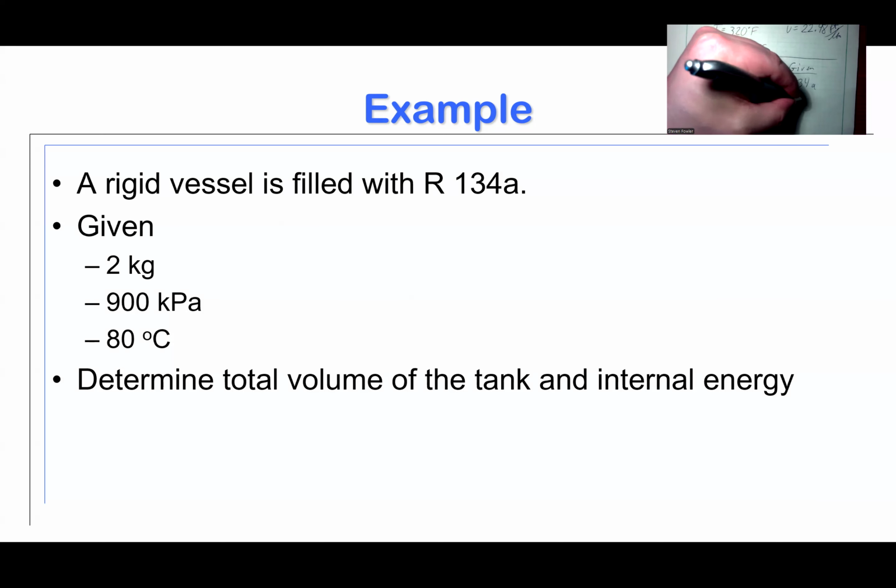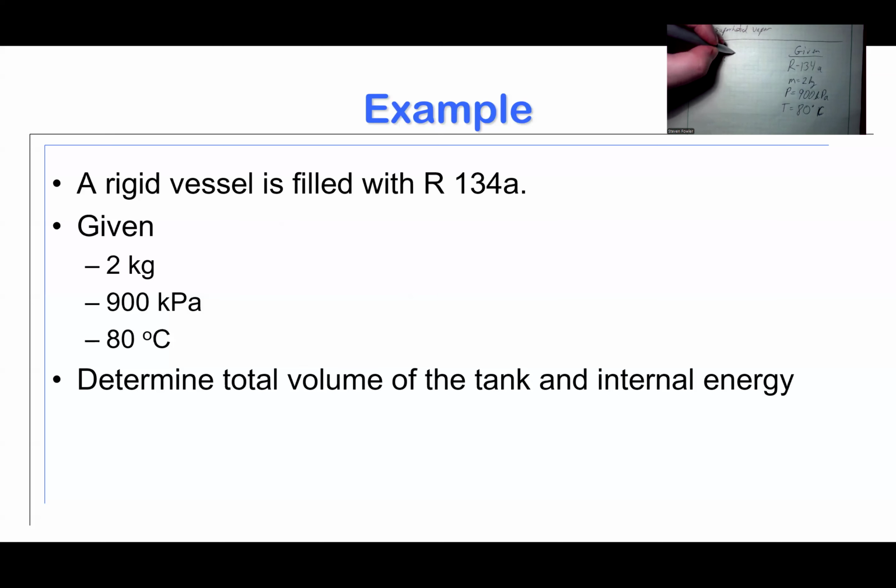They've given me a mass of 2 kilograms, a pressure of 900 kilopascals, kPa, and a temperature of 80 degrees Celsius. They want us to find the total volume of the tank, and they want us to find the internal energy. Now, they've not specified if they want little u, which we would pull right off the table, or capital U, the total internal energy. Well, it's not hard to give them either one, so we'll give them both.